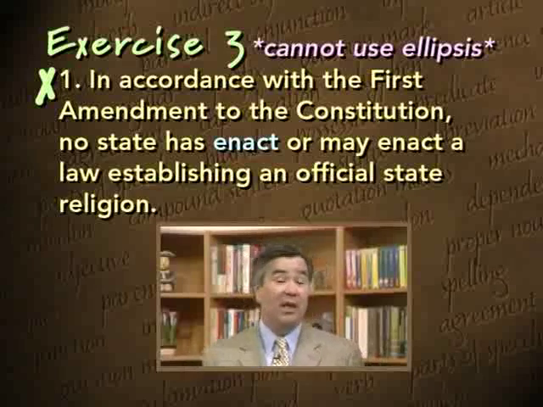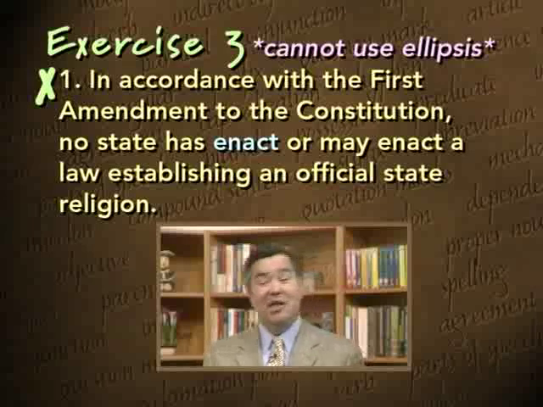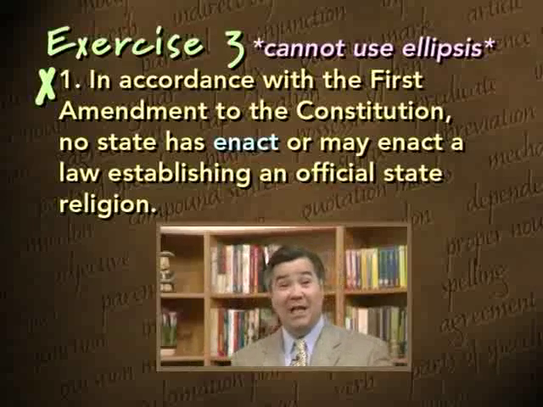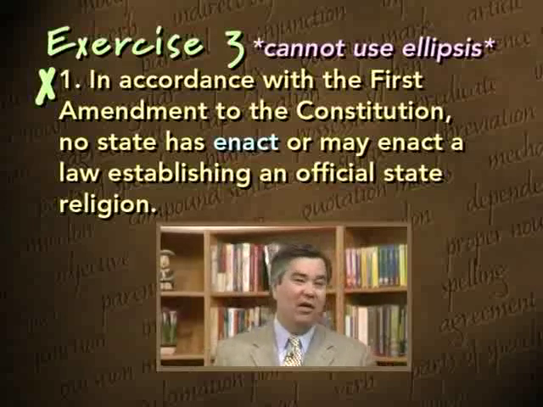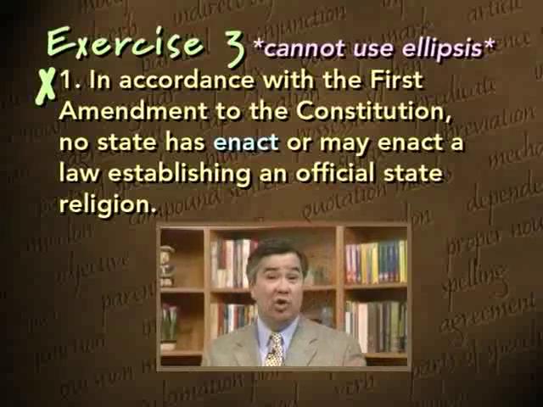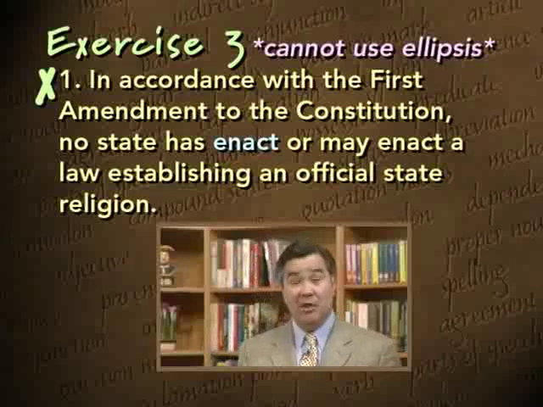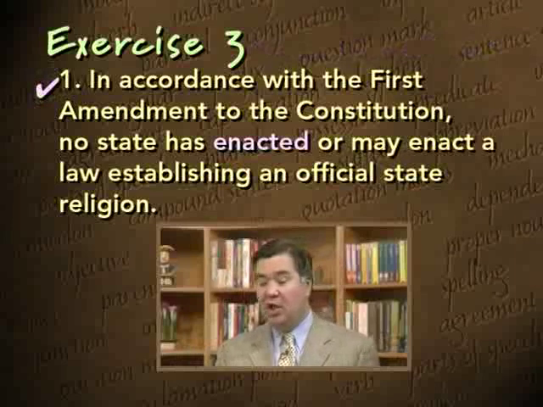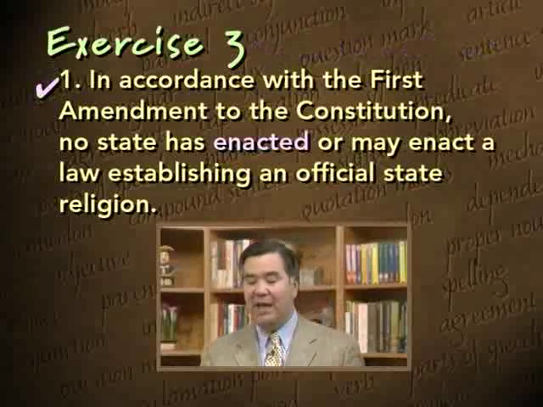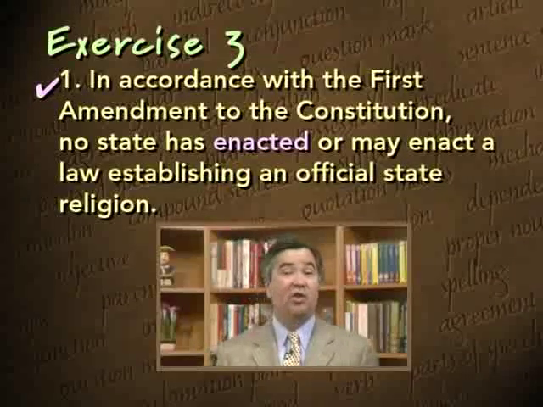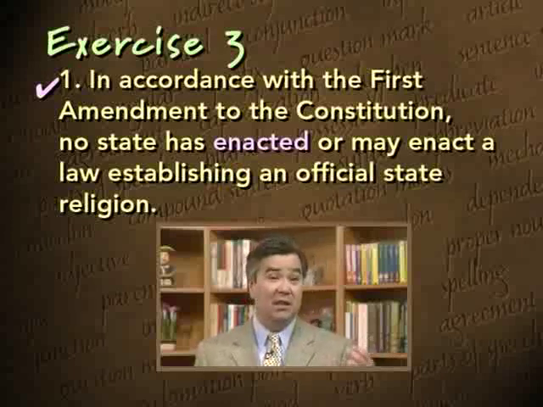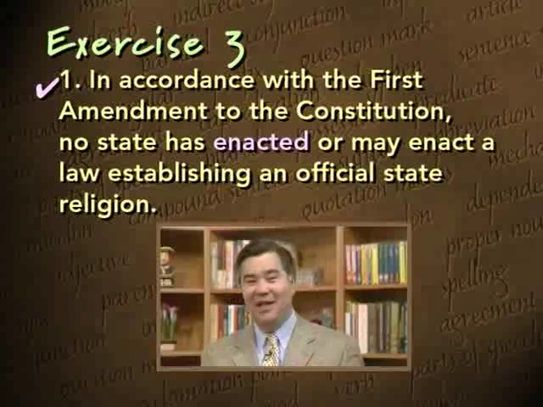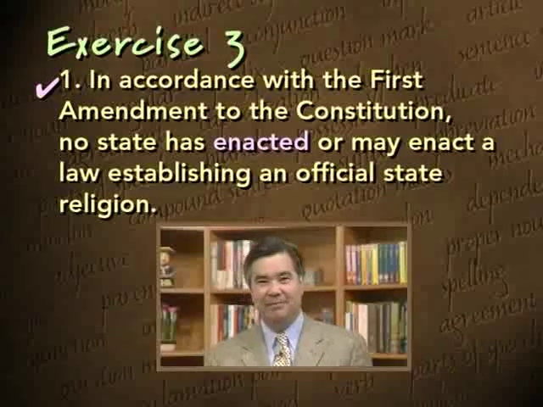Probably the simplest way to correct the sentence would be to go ahead and insert the word enacted, and the sentence will be a little longer, but not really much longer, and will certainly be grammatically correct. So the sentence would then read, in accordance with the First Amendment to the Constitution, no state has enacted or may enact a law establishing an official state religion. This is a correct way of writing the sentence, and it eliminates the erroneous attempt at ellipsis.